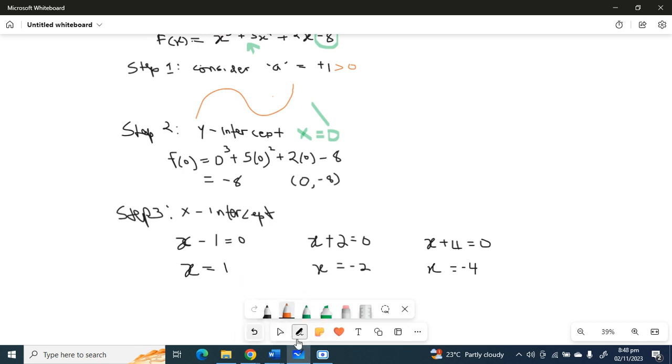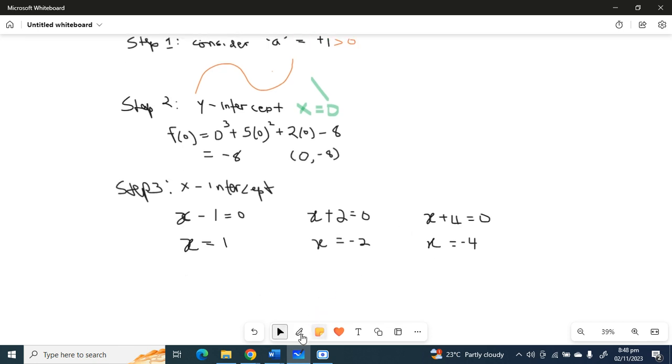So the coordinates for the x-intercepts are going to be 1 and 0, -2 and 0, -4 and 0. Are we okay with step 3, finding the x-intercepts? Any questions?